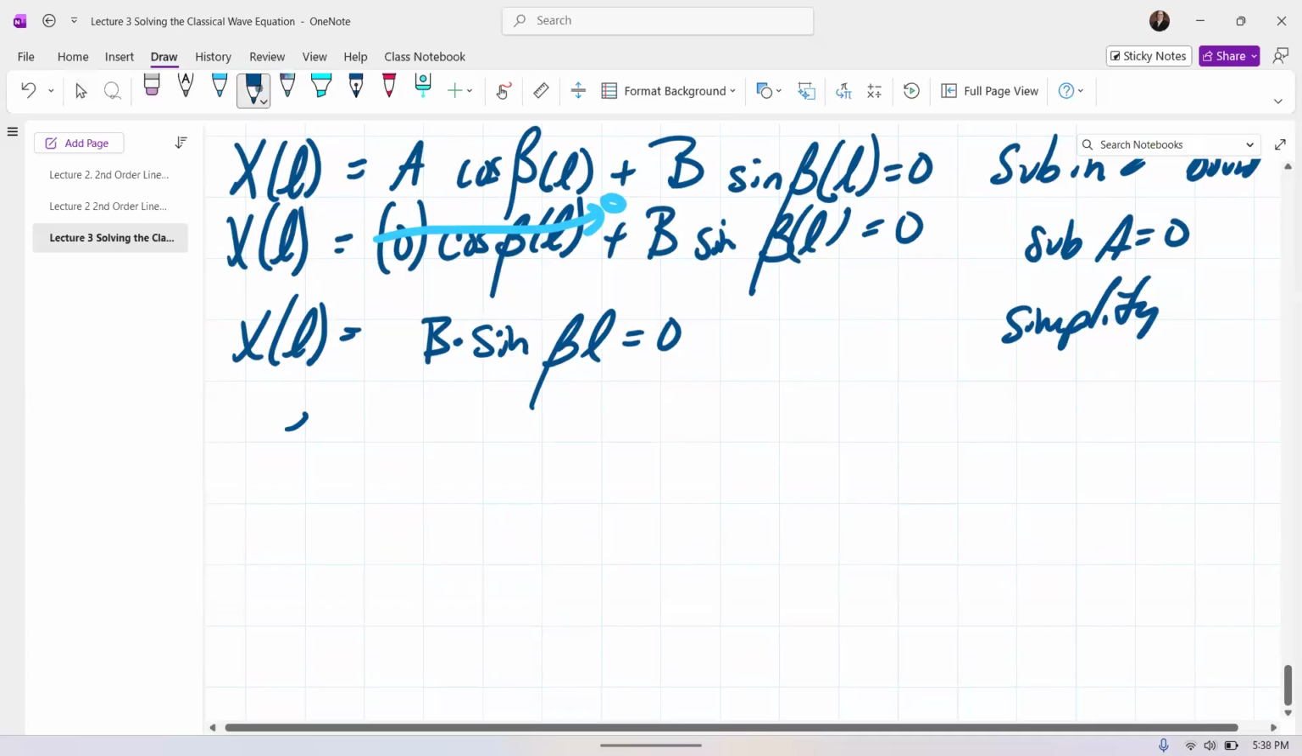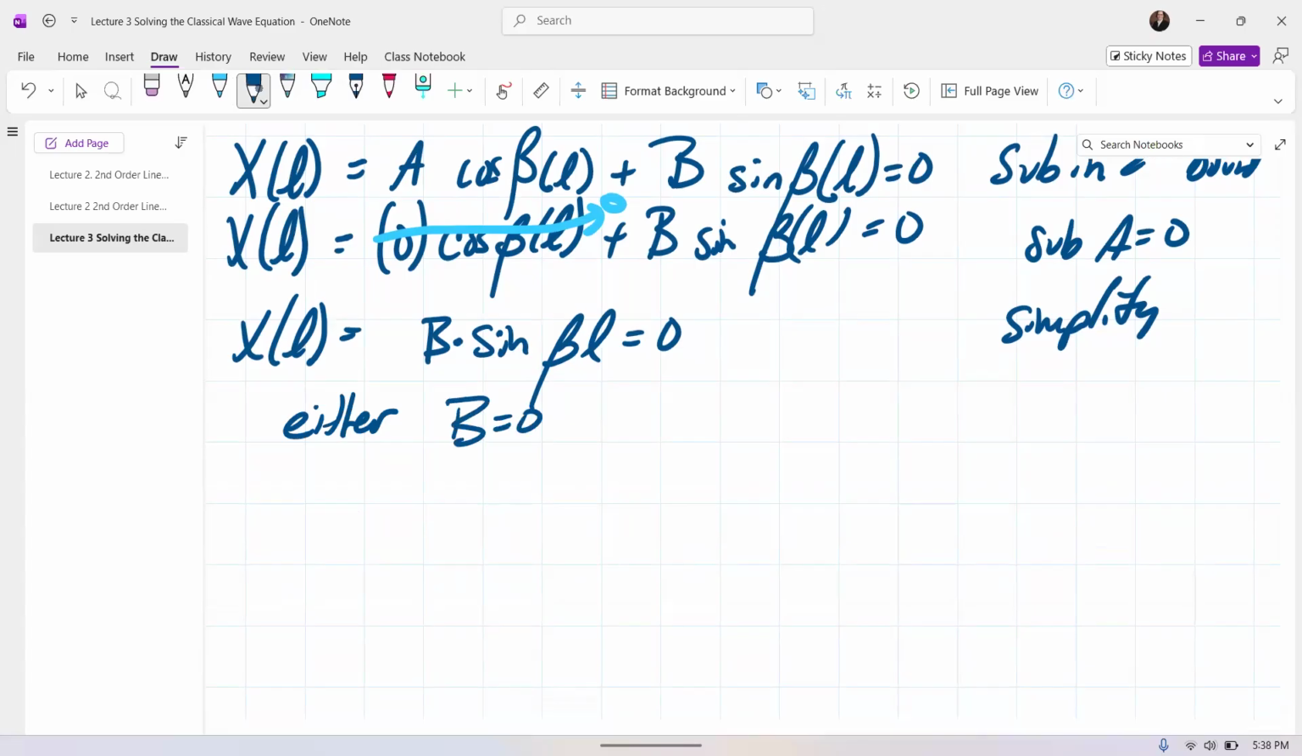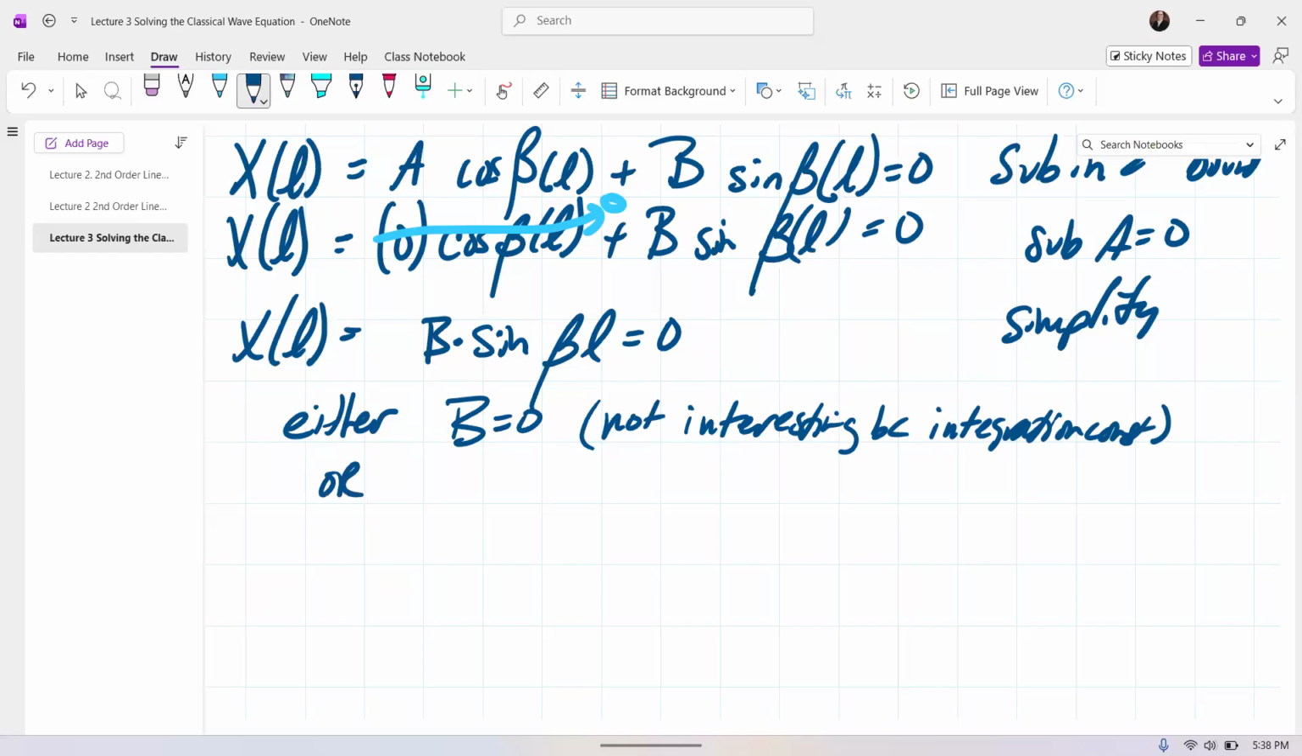So either B equals 0, that's the integration constant. This is not interesting. That is because it's the integration constant. Or sine beta L equals 0. This is interesting.